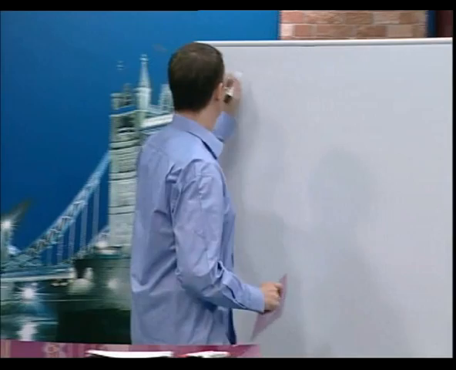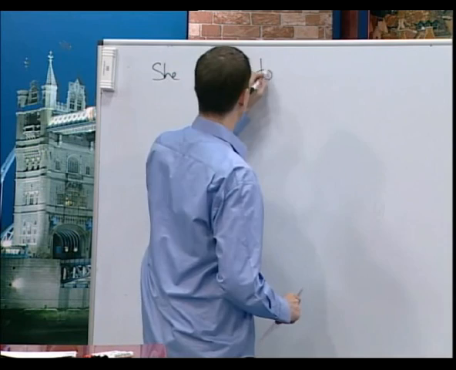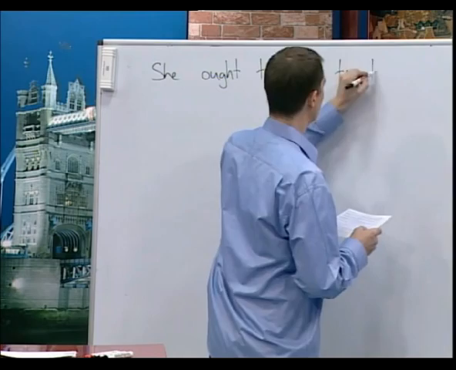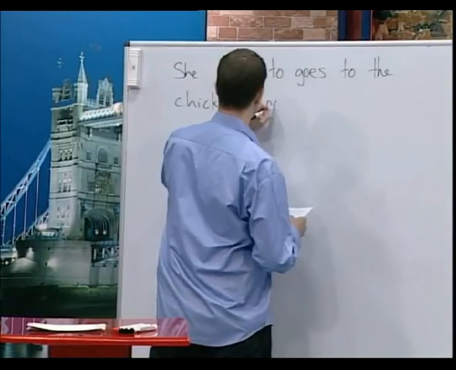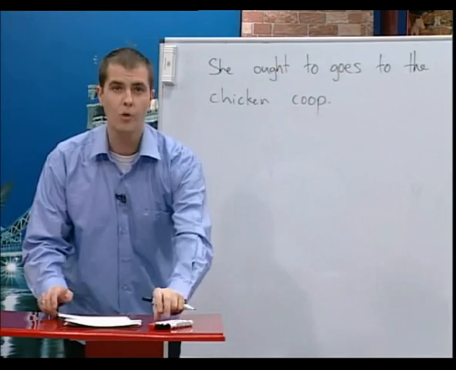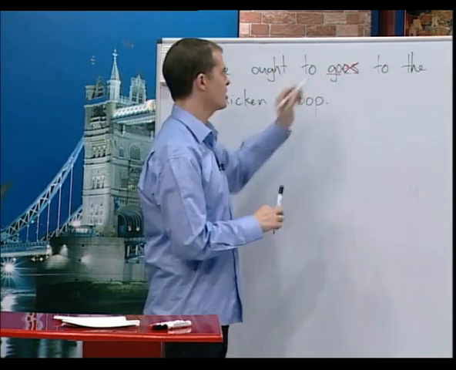For example, she ought to goes to the chicken coop is of course wrong, because this is not a simple form of the verb. Just go. She ought to go to the chicken coop.